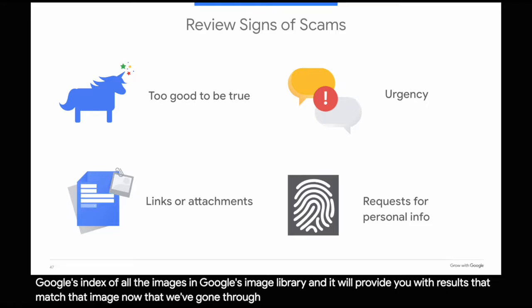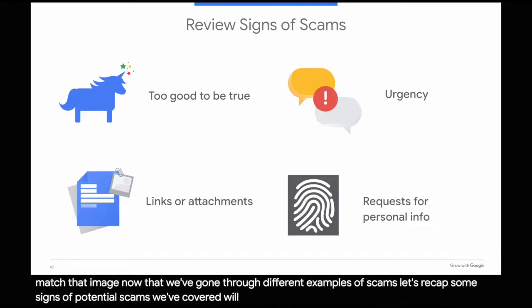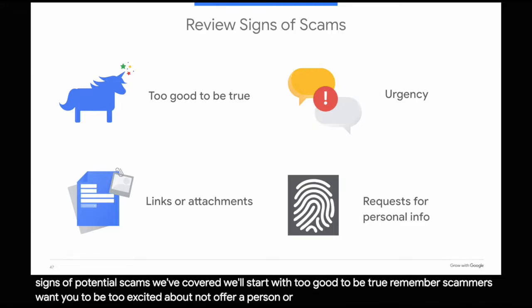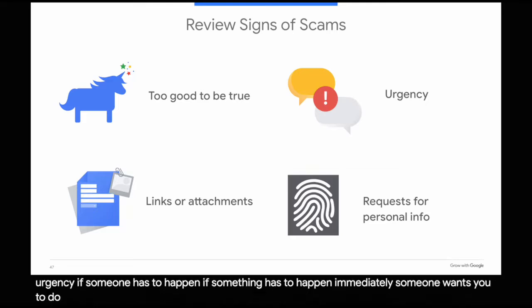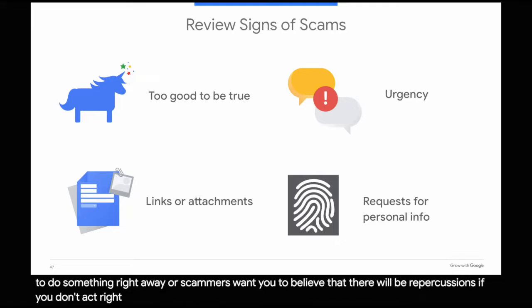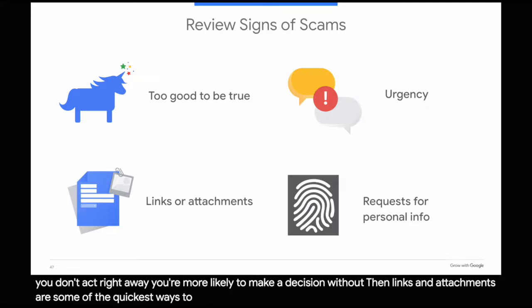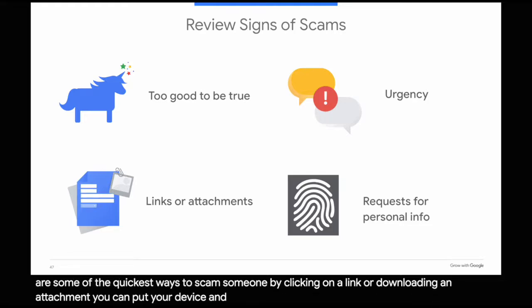Now that we've gone through different examples of scams, let's recap some signs of potential scams we've covered. We'll start with too good to be true. Remember, scammers want you to be too excited about an offer, a person, or an opportunity to think clearly. Next, there's urgency. If something has to happen immediately, someone wants you to do something right away, or if scammers want you to believe that there will be repercussions if you don't act right away, you're more likely to make a decision without taking time to think it through. And then links and attachments are some of the quickest ways to scam someone. By clicking on a link or downloading an attachment, you can put your device and information at risk.